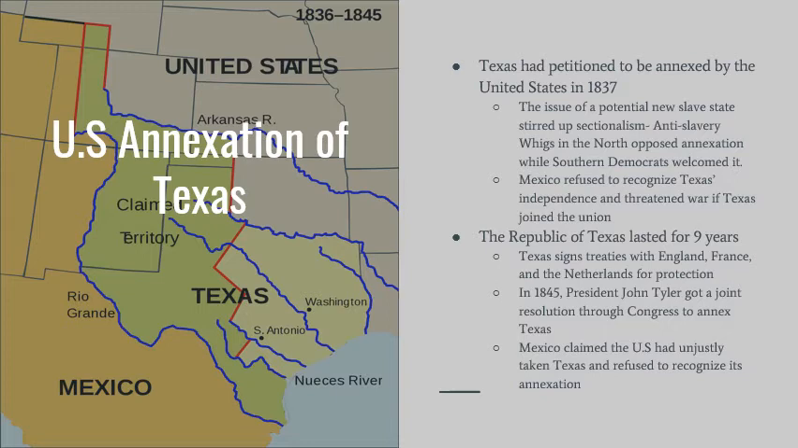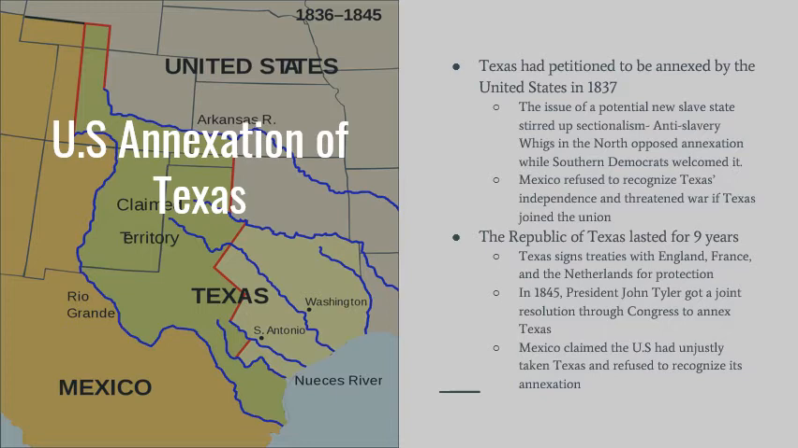So the independent Republic of Texas lasts for 9 years, from 1836 to 1845. During this time, Texas signs treaties with France, the Netherlands, and England for protection. And the reason Texas was able to do that was because these European powers were interested in Texas as a buffer zone against further U.S. expansion.